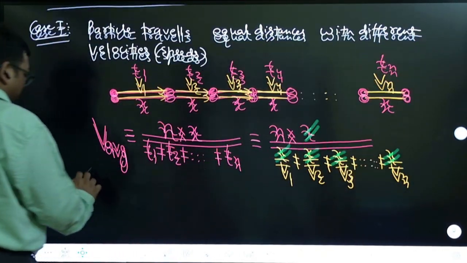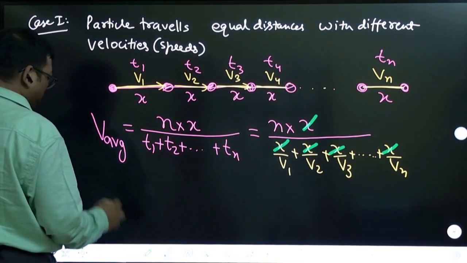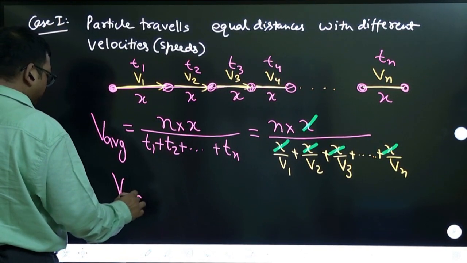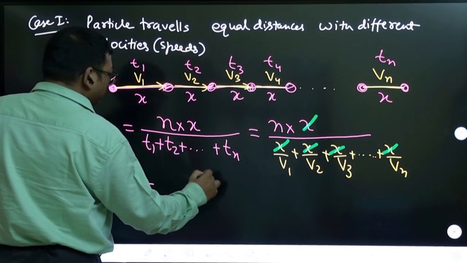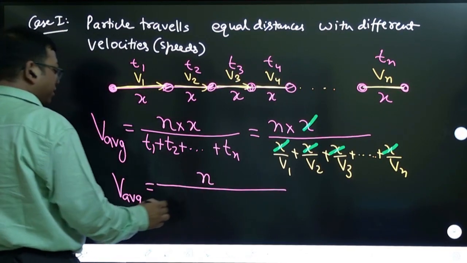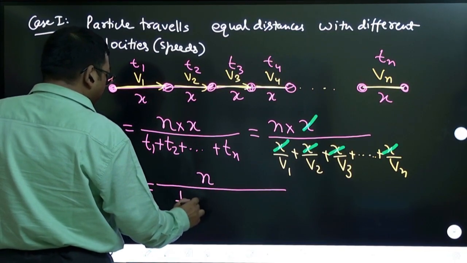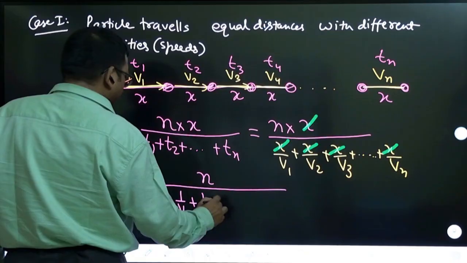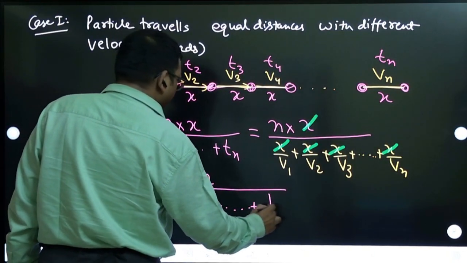So you will get the average velocity formula or average speed formula as n divided by 1 by v1 plus 1 by v2 plus dot dot plus 1 by vn.